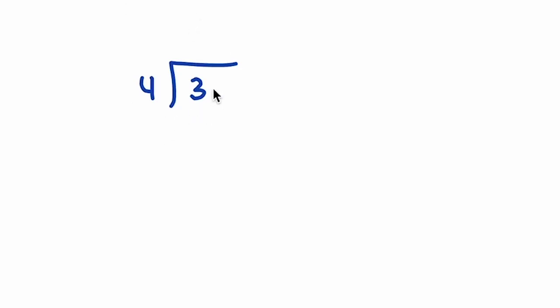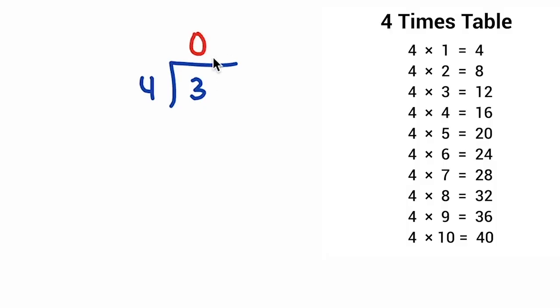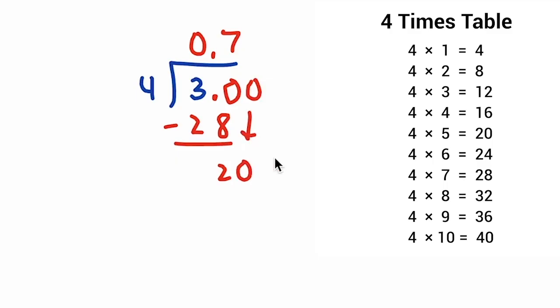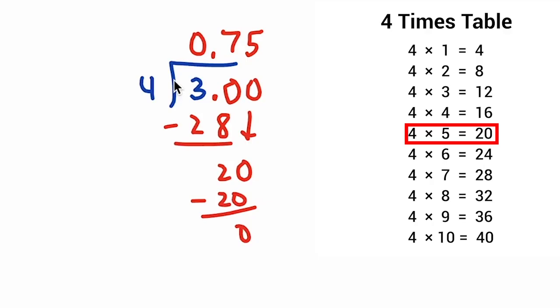Well, 4 doesn't go into 3, so we're going to write a 0 above the 3. I'll have to write a decimal because we're going to have to keep working here. 4 doesn't go into 3, but 4 does go into 30. 4 goes into 30 7 times. 7 times 4 is 28. So we'll subtract now the 30 minus the 28, leaving a 2. We'll have to write another 0 and bring another 0 down because we're not done yet. How many times does 4 go into 20? Well, that goes in 5 times. 5 times 4 is 20, and that's exactly 20. So we've got a 0, and therefore we're done with our division.